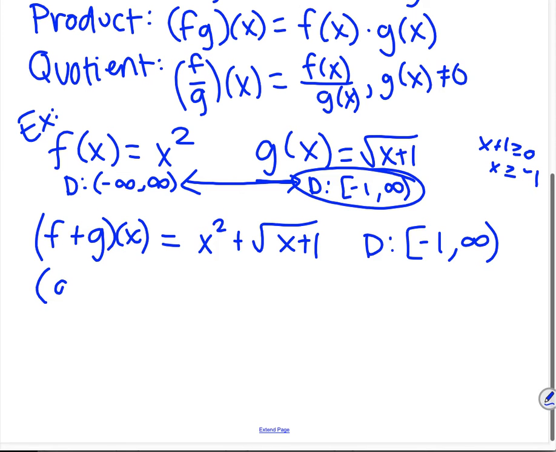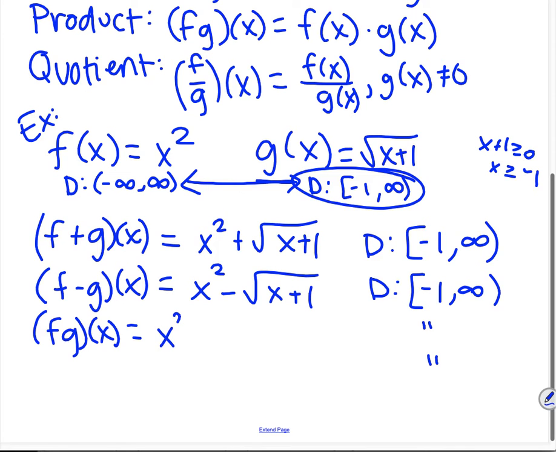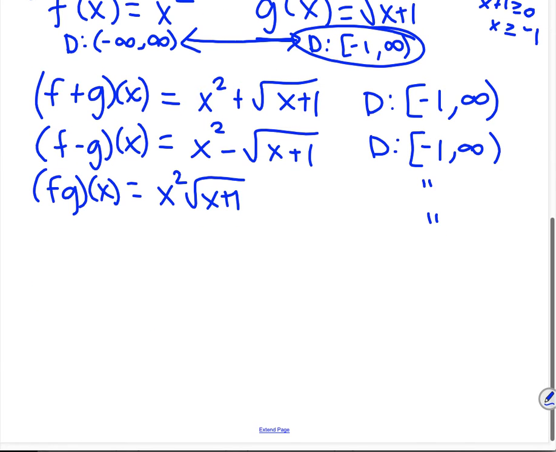Subtraction would be f minus g of x, and that would be equal to x squared minus the square root of x plus 1, with the domain just being the same. And the domain is going to be the same on all of them that we do. So then f times g of x would be x squared times the square root of x plus 1, which you can't combine either, so you just leave it like that with the domain from negative 1 to infinity.